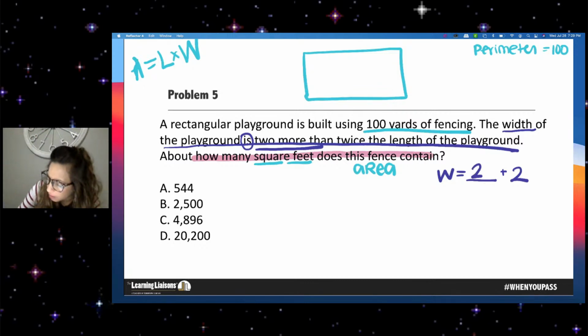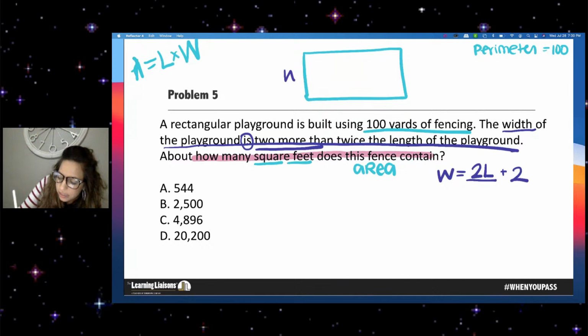2 times the length. Now, some of you are asking, why did I do something plus 2 and not 2 plus something? Excellent question. I'm going to answer that when I'm done solving this problem. If you're wondering why I did something plus 2 and not 2 plus something, I will answer that at the end of this problem. So the width is 2 times L plus 2.